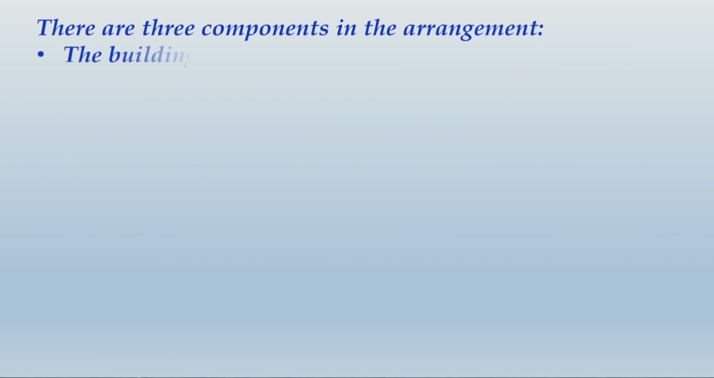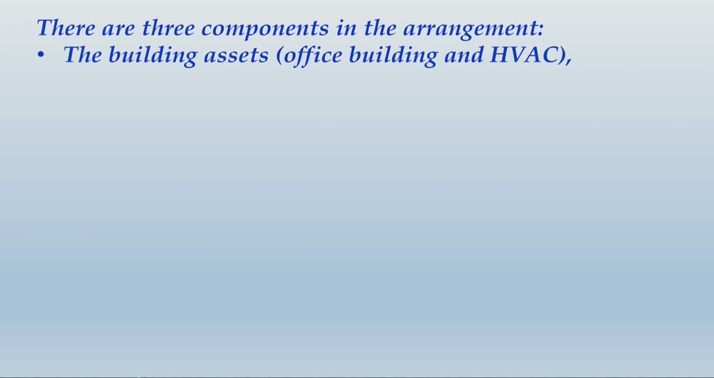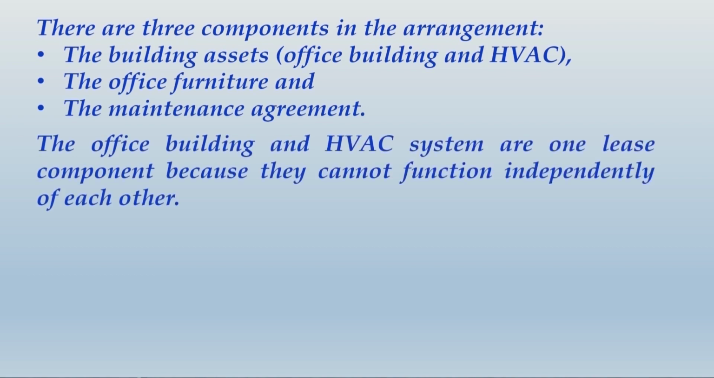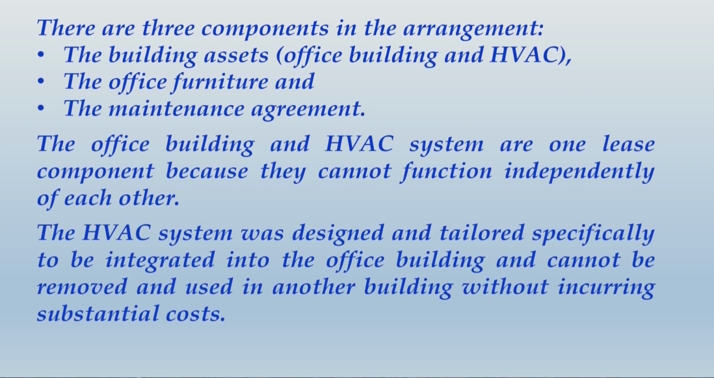There are three components in the arrangement. The building assets, that is office building and HVAC, considered as a single component, the office furniture as the second component, and the maintenance agreement as the third component. The office building and HVAC system are one lease component because they cannot function independently of each other. The HVAC system was designed and tailored specifically to be integrated into the office building and cannot be removed and used in another building without incurring substantial costs. So friends, do one thing, write up this much part of the answer first and then I will give you the later part of the answer.